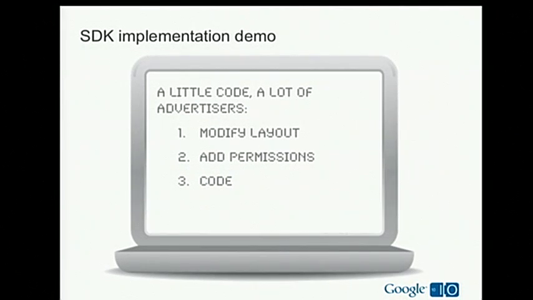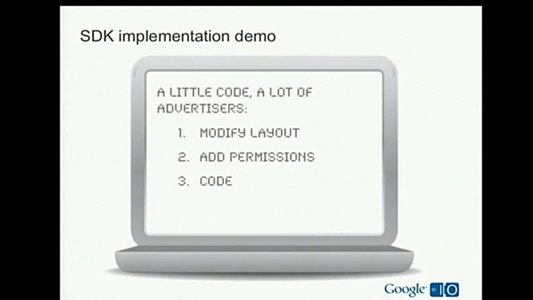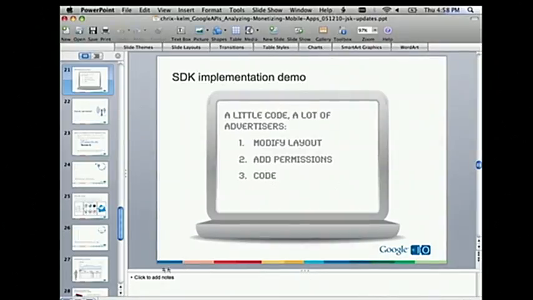So now comes the demo. AdSense for mobile applications is really easy to implement, so easy that even product managers may be able to do so on stage. So let's give it a shot. There are 3 key things here. Modify your layout so you have an ad view. You may need to change some permissions. This is an Android example. And then a little bit of code that you add. So let's get to it.